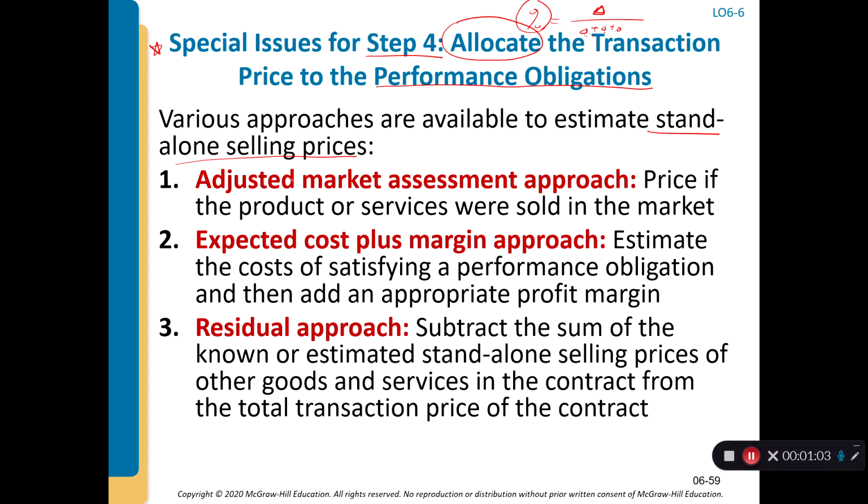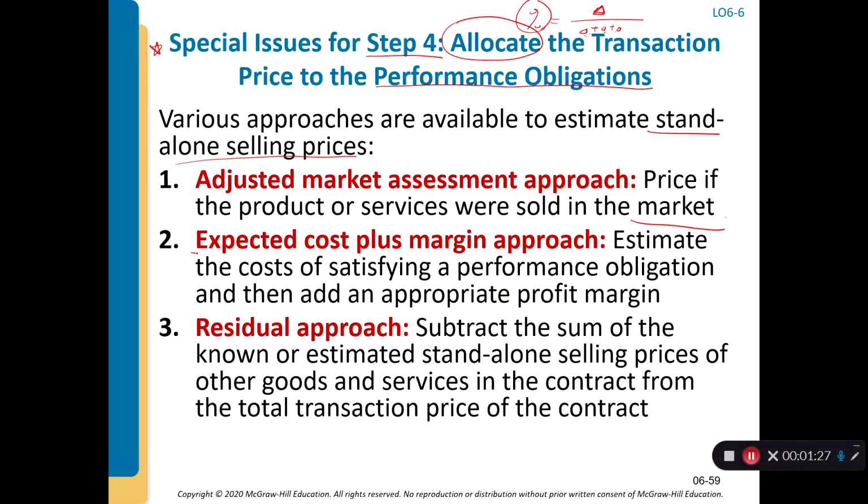So there are a couple of methods here. The first method is called the adjusted market assessment approach. This approach means that you can find the standalone price in the market. This is the easiest one, right? The market already told you how much it was, then you just add it up and divide them.